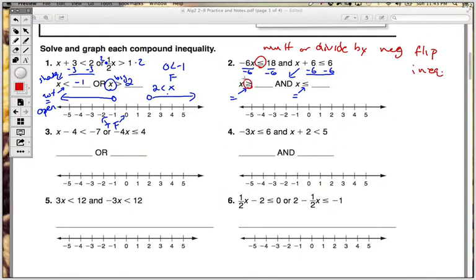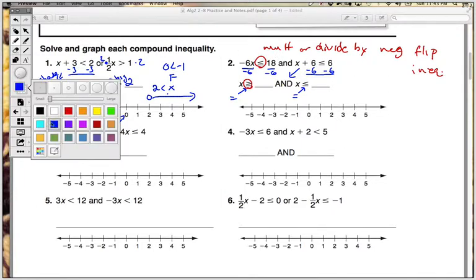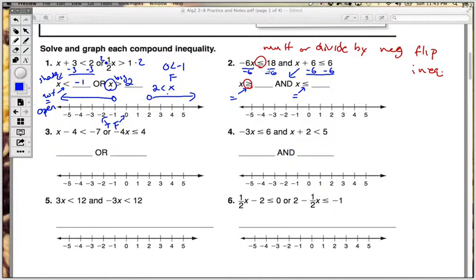So if it was facing one way, the mouth facing to the right here, then it'd be facing to the left. But other than that, all the math is pretty much the same. So let's get back to our blue. 18 divided by -6 is -3. On the other side, I have x is less than or equal to, well, 6 minus 6 is 0.